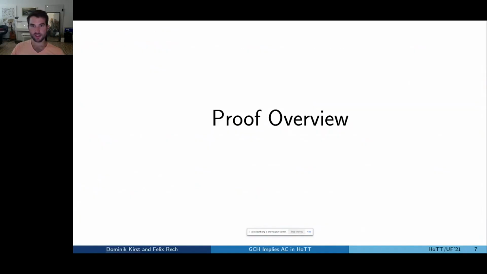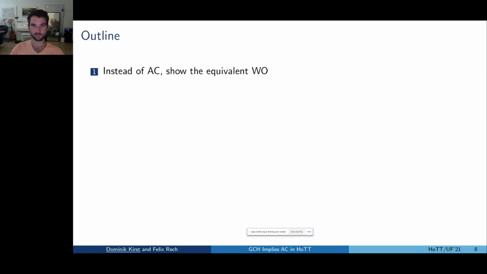We have seen the proof to the excluded middle, and I want to now first give you a little tour through the full proof, so how to get from GCH to AC. And then I want to give you a few remarks on the experience of transporting the mechanization in Coq to the mechanization in HoTT.